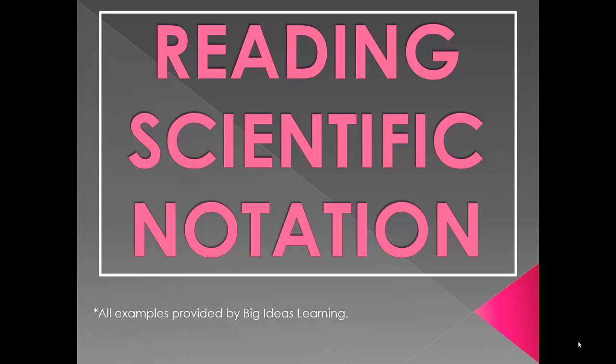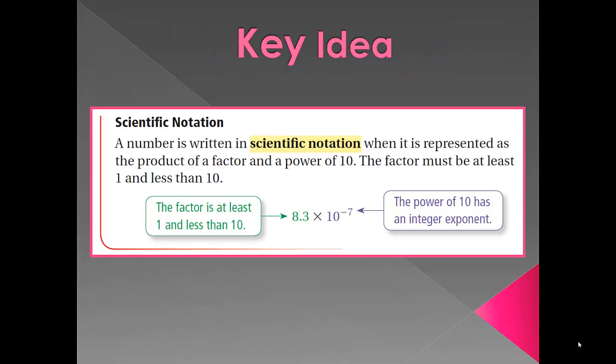Today's lesson is on reading scientific notation. First, we'll look at our key idea for scientific notation. A number is written in scientific notation when it is represented as the product of a factor and a power of 10. The factor must be at least 1 and less than 10.